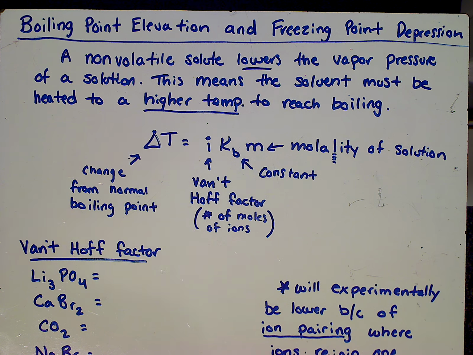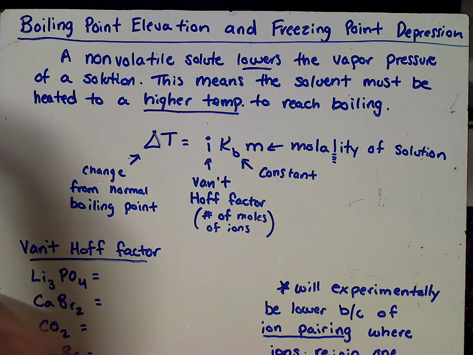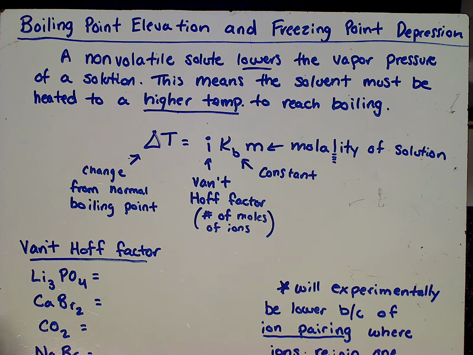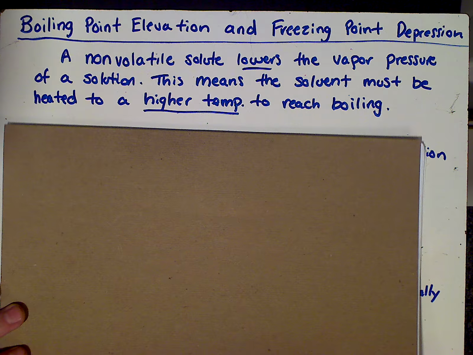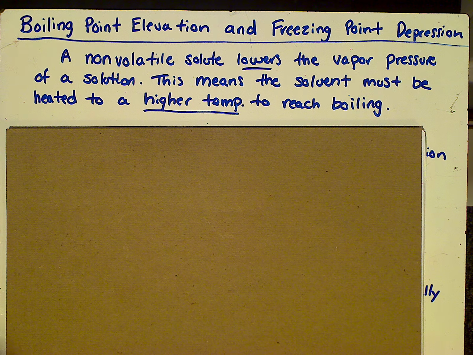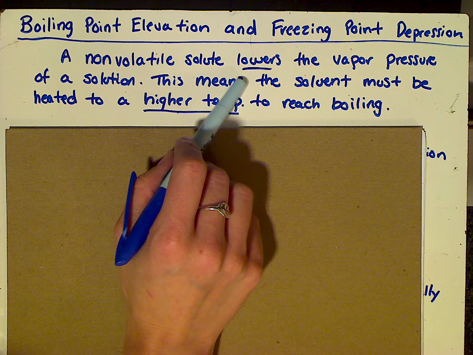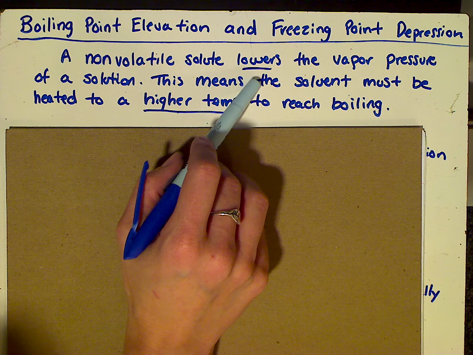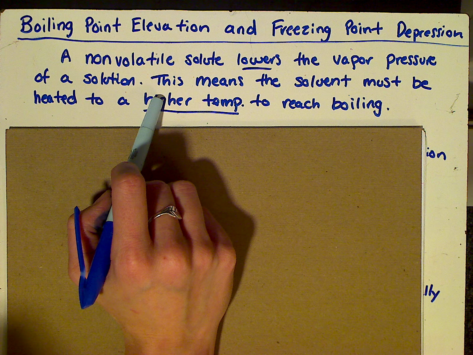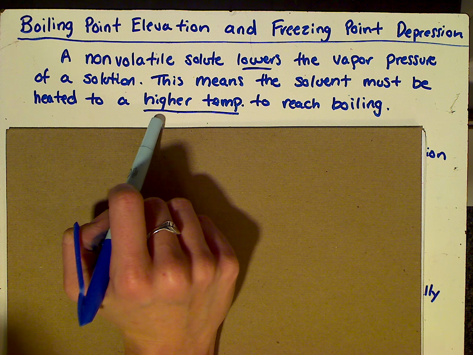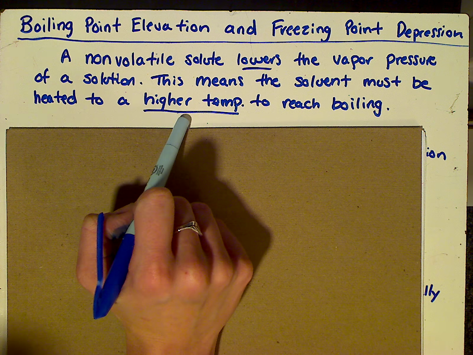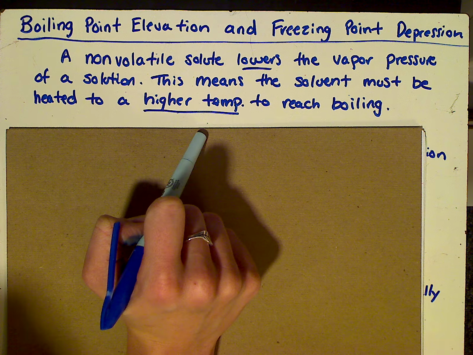The next colligative property we're going to talk about is boiling point elevation and freezing point depression. Really, I group these together because it's the same formula that we use for both. So if you add a non-volatile solute to a solution, it's going to lower the vapor pressure of the solution. This means that the solvent is going to have to be heated to a higher temperature to reach boiling.